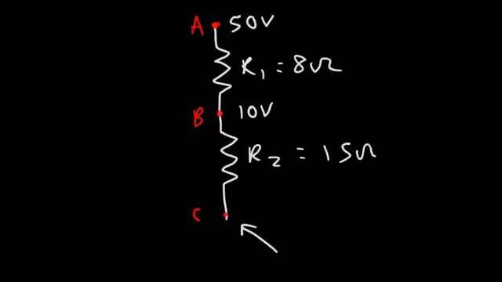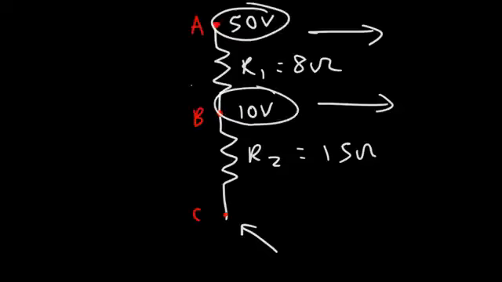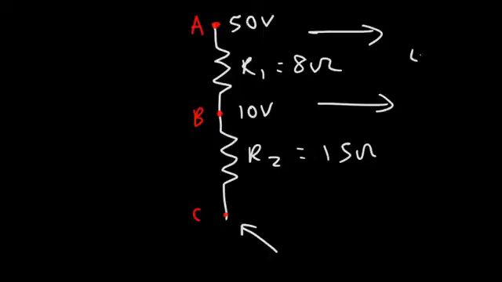Feel free to pause the video and try this problem. Now, what do you think is the first thing that we should do? The first thing we need to do is calculate the voltage drop across R1. The voltage drop across R1 is the difference between the electric potential at point A and point B. It's the potential difference between those 2 points. So it's 50 volts minus 10 volts, which is 40 volts. So that is the voltage across R1.